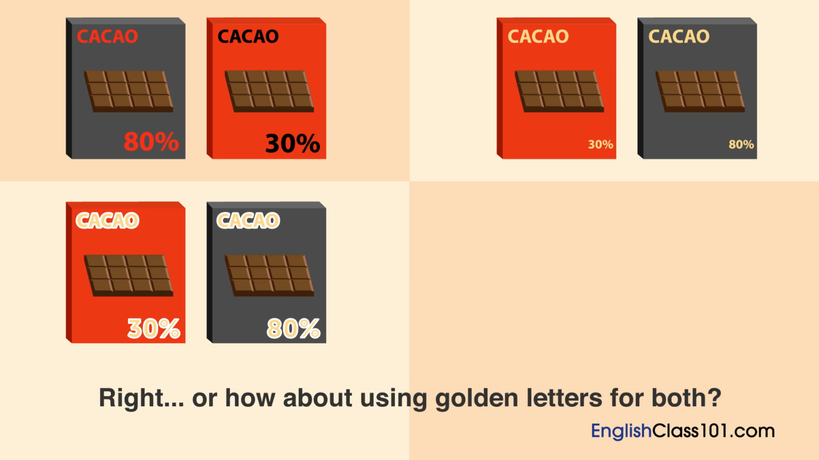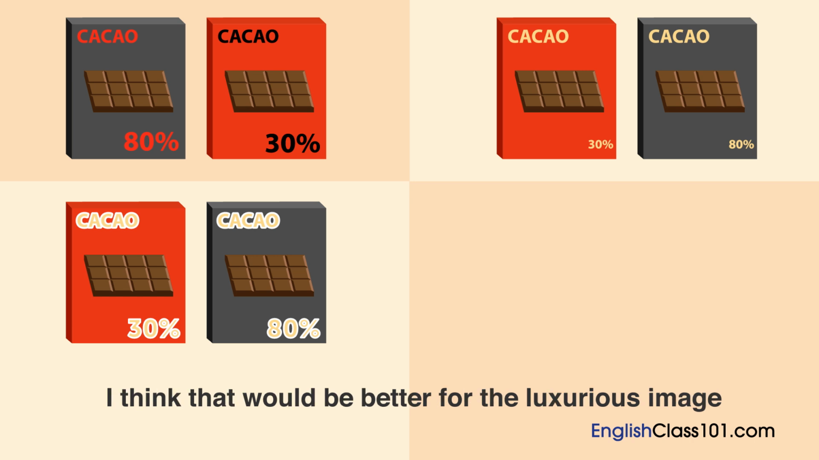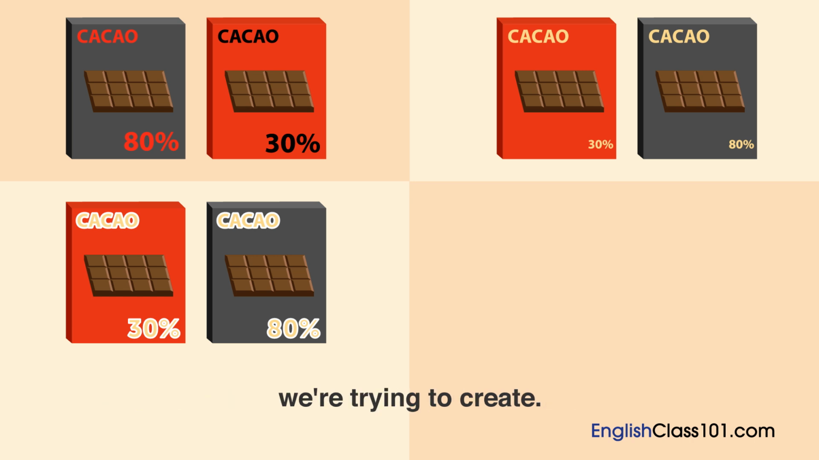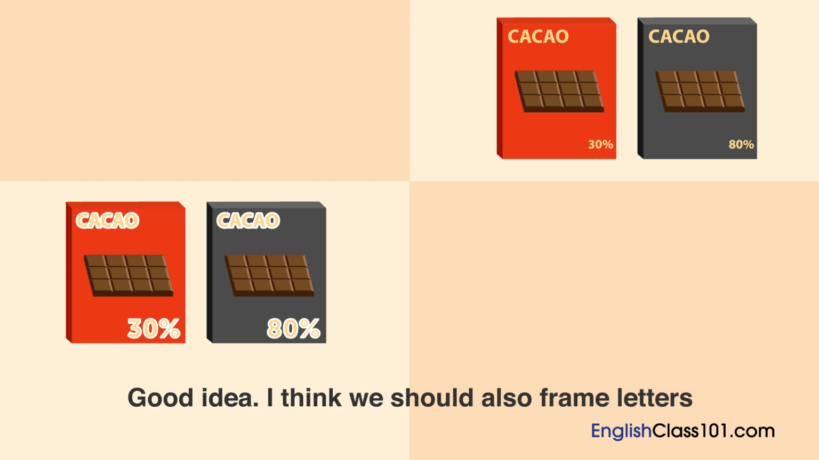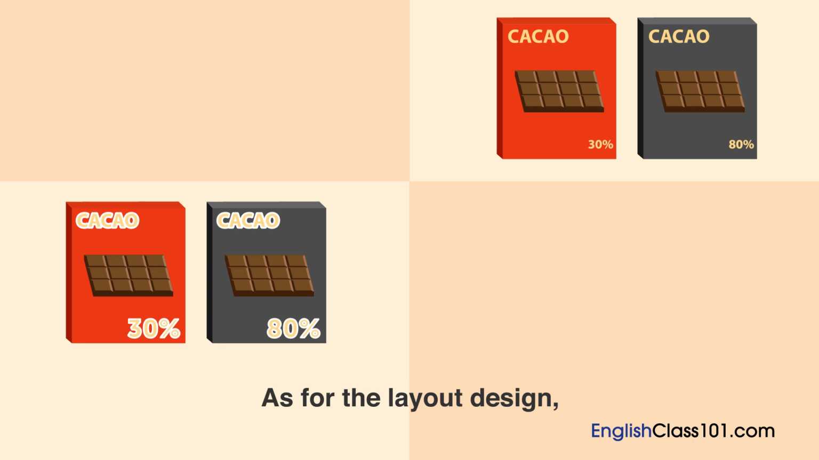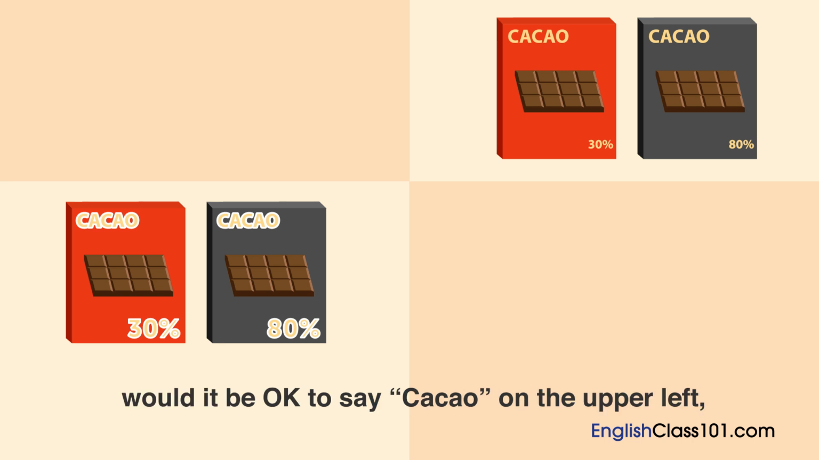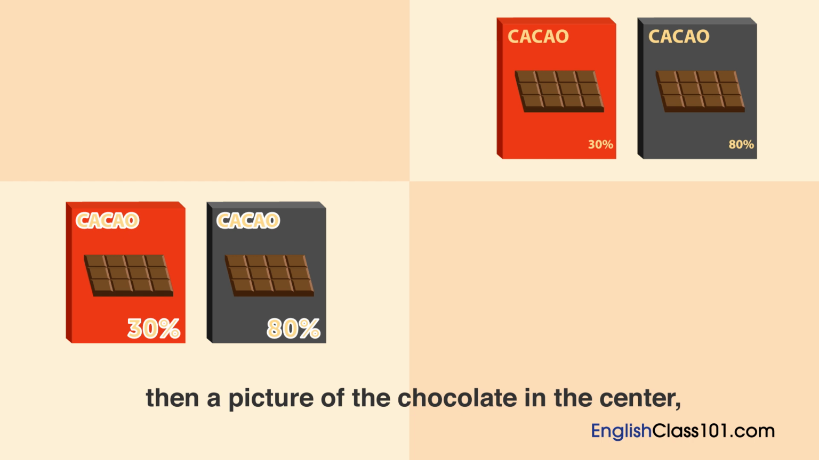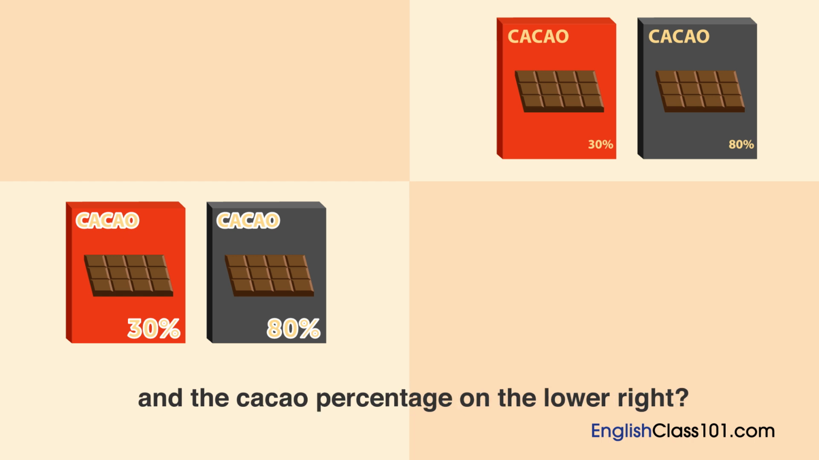Right. Or how about using golden letters for both? I think that would be better for the luxurious image we're trying to create. Good idea. I think we should also frame letters with white to make them clearer. As for the layout design, would it be okay to say cacao on the upper left, then a picture of the chocolate in the center, and the cacao percentage on the lower right?